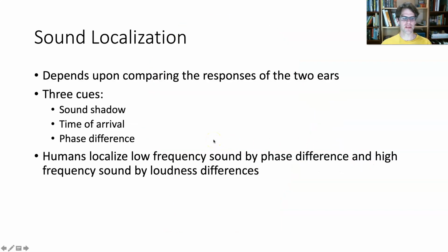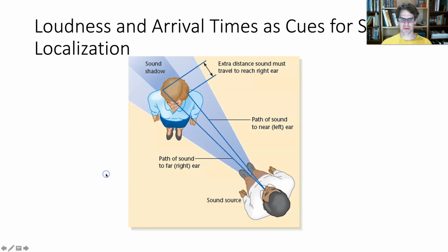So how do we localize sound? Again, it depends on comparing your left versus right ear. And there's really three mechanisms by which this works, and we'll talk about each of these in a second: sound shadow, time of arrival, and phase difference. And we use different strategies based on the pitch, right? So humans localize low frequency sound by phase difference and high frequency sound by loudness difference. Let's explain those in detail.